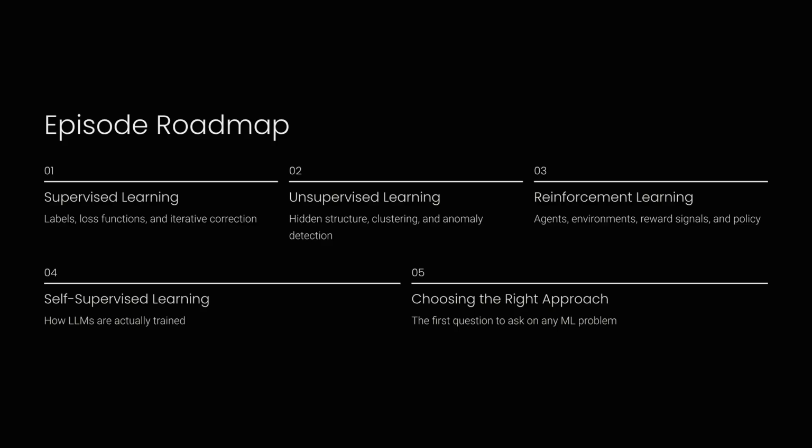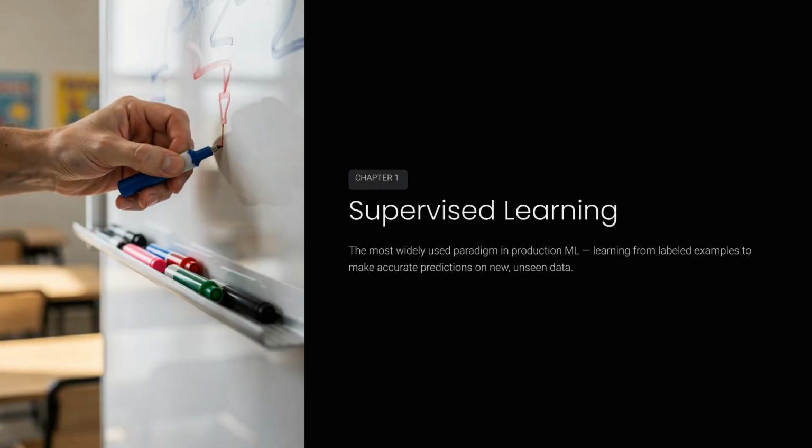Chapter 1 focuses on supervised learning, the most widely used paradigm in production ML, which involves learning from labeled examples to make accurate predictions on new, unseen data.